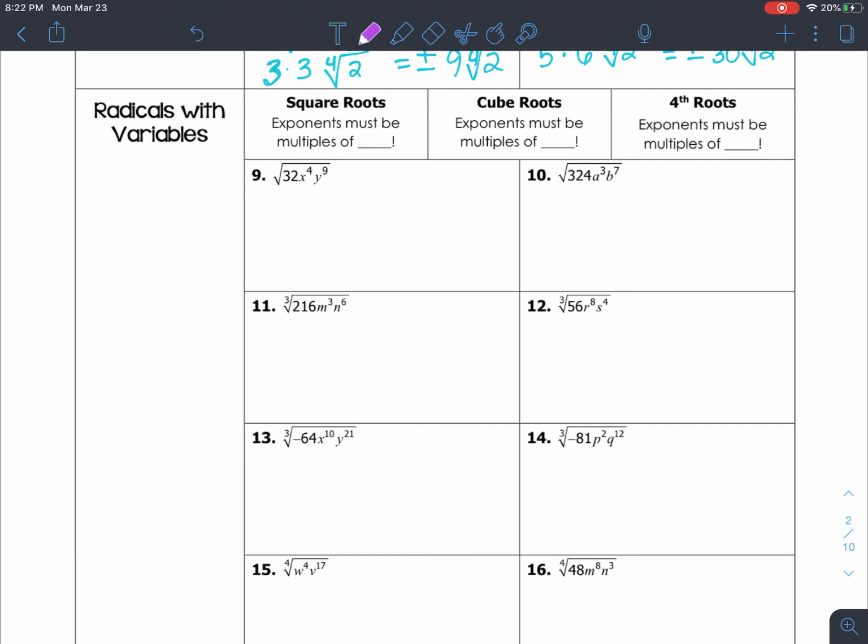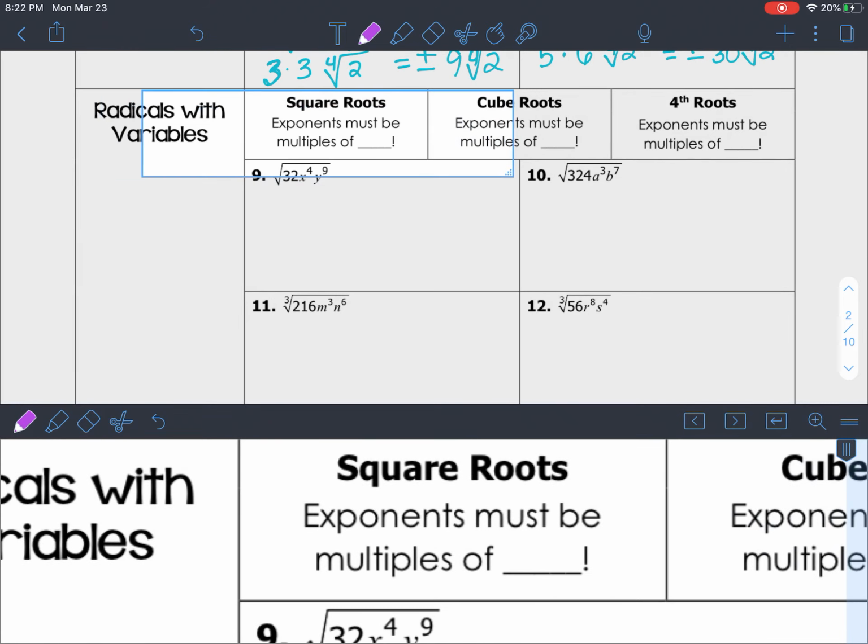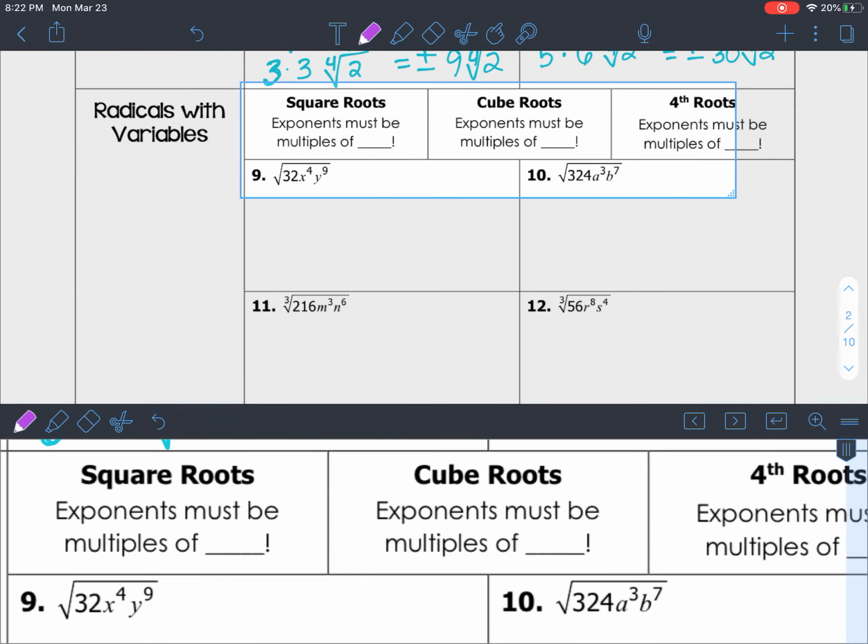So there are some examples down below, but I'm going to zoom in here and see if I can't get this to work because it's been a little funky today. There we go.